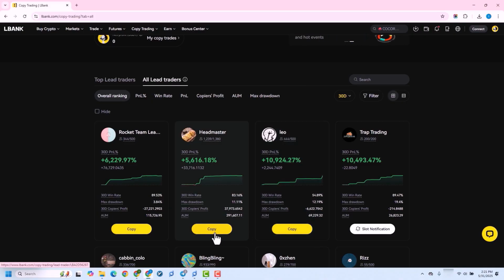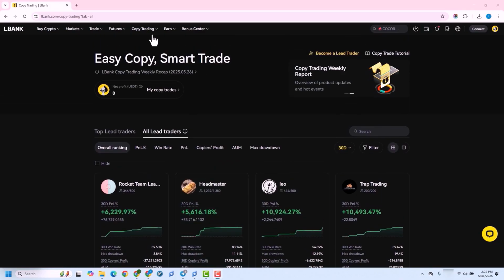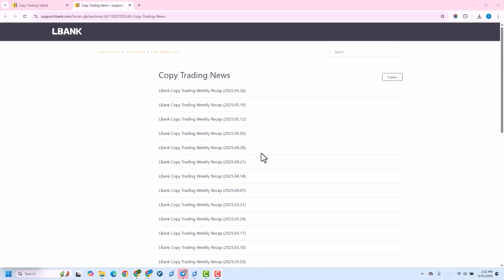By clicking the copy option, you can easily copy this person's trades, and in the next section, which is copy trading events, traders can view the weekly reports related to copy trading. These reports, titled Weekly Recap, are published regularly every week. Each report includes an analysis of the top traders' performance, an introduction to successful strategies, and an assessment of the results of copiers from the past week.